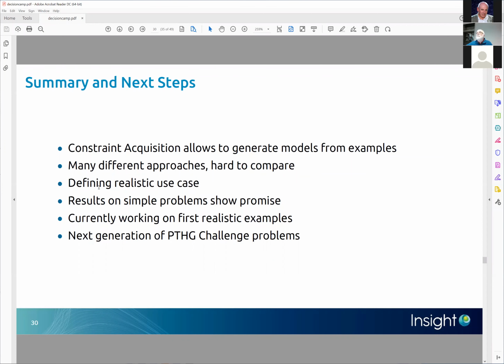The results on simple problems show quite a lot of promise. I'm already one step further. I've defined a second set of problems more oriented towards operations research and scheduling, and we are doing very well on those as well. We are currently working on some realistic examples, some actual scheduling problems from industry, trying to see whether we can actually learn the models in this case.